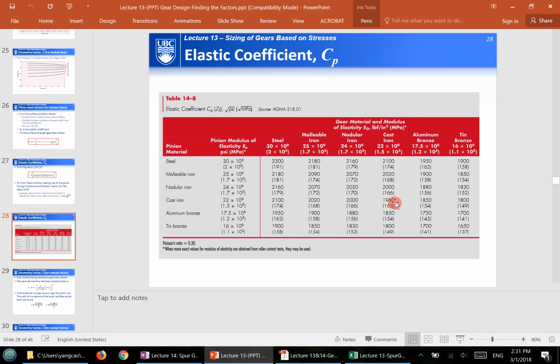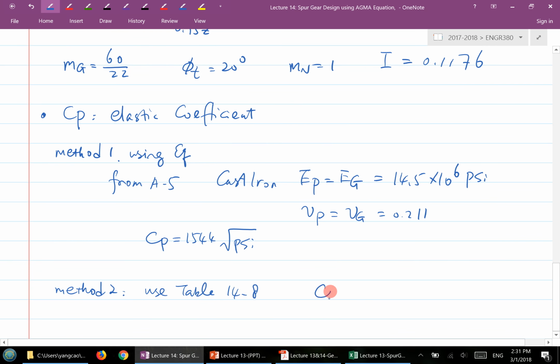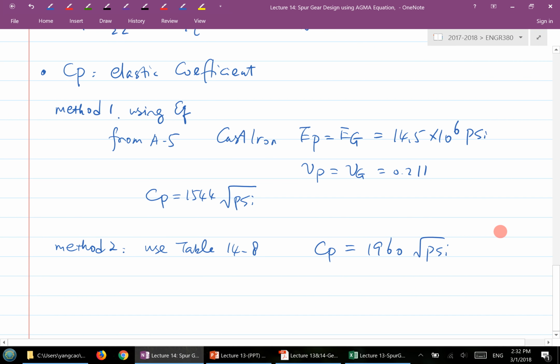So that's slightly different from the value calculated based on the formula, right? This table is not a very accurate calculation, but it's one way to quickly identify the values for the CP. When you do the design, it doesn't matter whether you use the formula or choose the table. It's up to you. It shouldn't change too much in terms of the design, though it does change the CP value. So that's the CP.